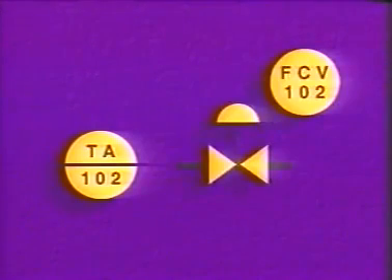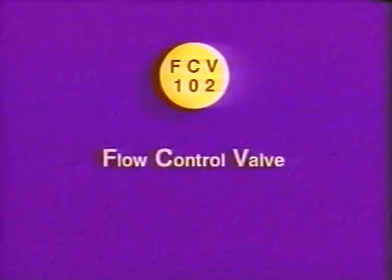For instrument symbols, the letters and numbers are written inside the circle that indicates the instrument. For valves, the indicating letters can be enclosed in a circle next to the valve symbol, like this. These letters stand for flow control valve. Valves that are part of an automatic control loop are called control valves, and the letter C is always the middle letter in the valve symbol.